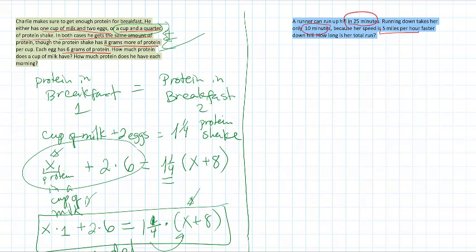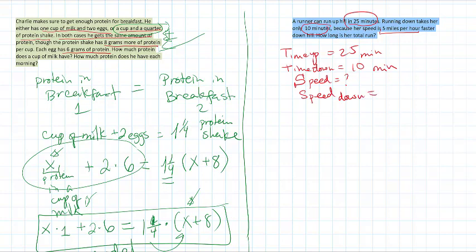So what we know is, we know that the time up equals 25 minutes. The time down equals 10 minutes, right? And her speed, we don't know what her speed is, right? But we do know that speed down equals speed up plus 5. So she's way faster. What else do we want to know?